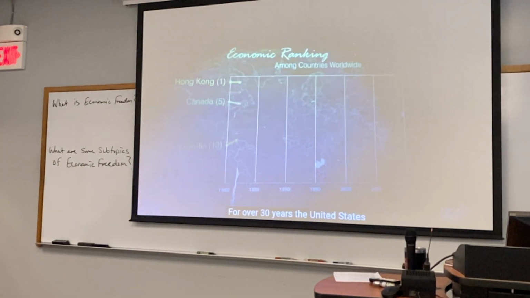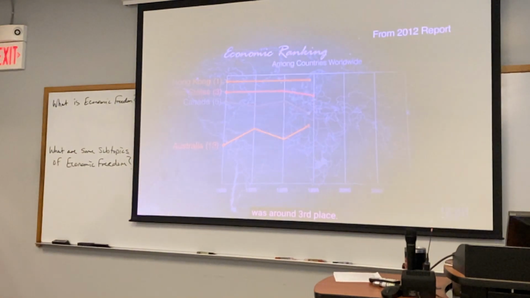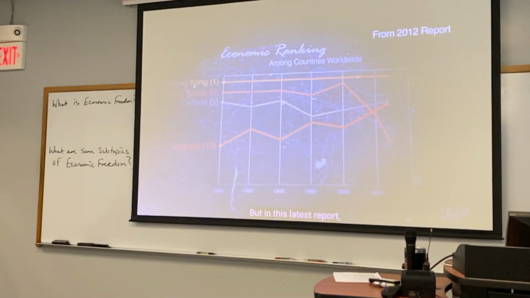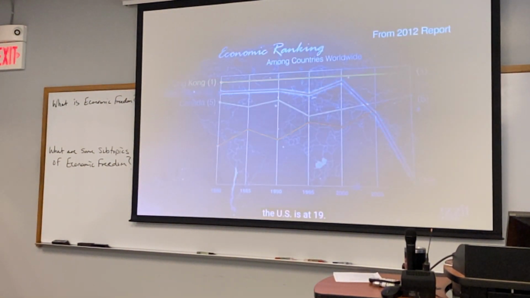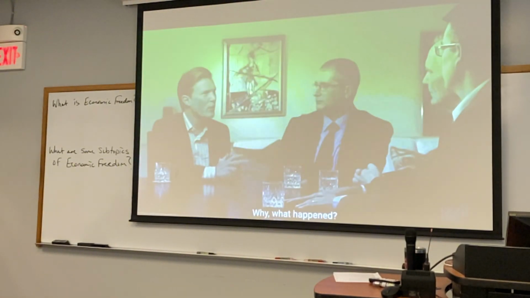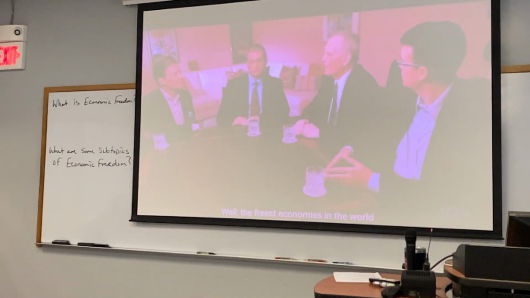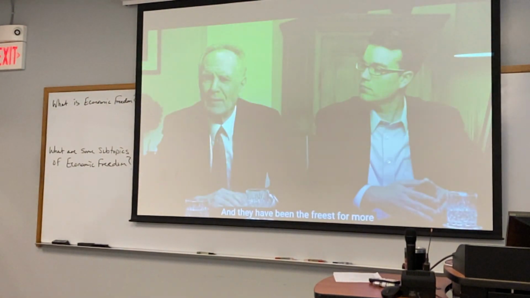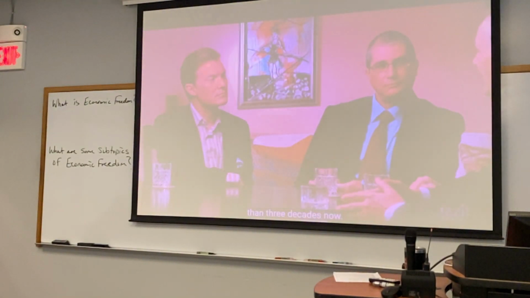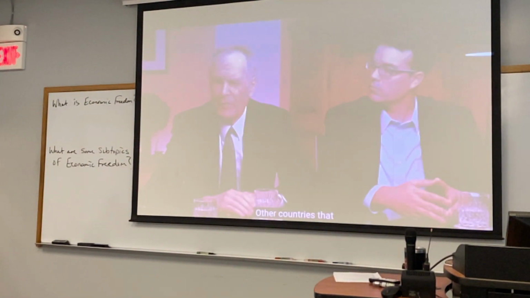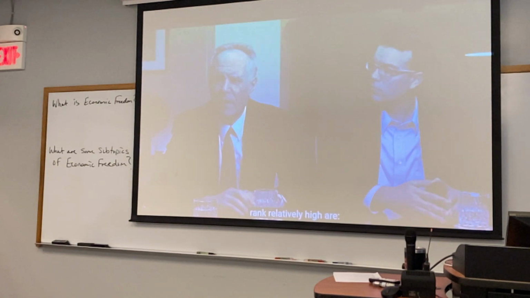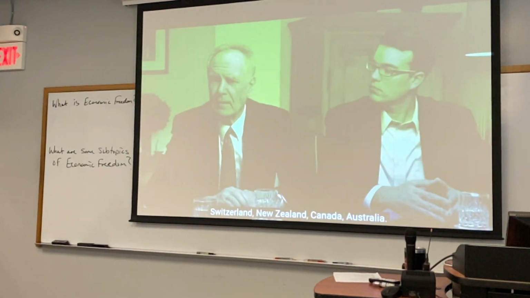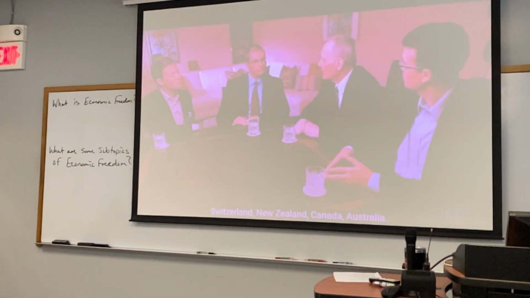For over 30 years, the United States was around 3rd place. But in this latest report, the US is at 19. Why? What happened? Well, the freest economies in the world are Hong Kong and Singapore, and they have been the freest for more than 3 decades now. Other countries that rank relatively high are Switzerland, New Zealand, Canada, Australia. I think actually that's the 6 highest countries.